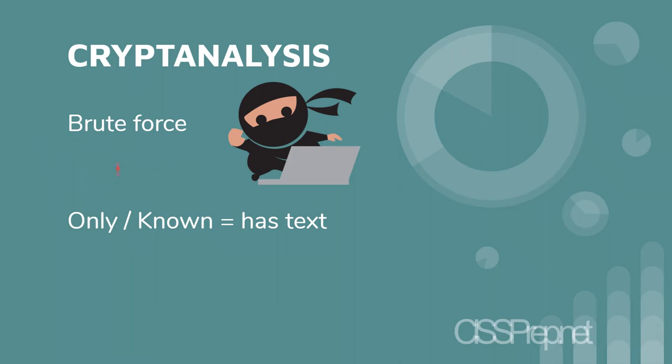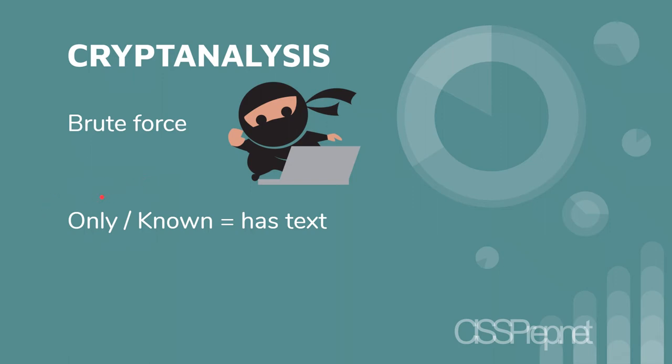Now we move on to some more mysterious terms. You have these different types of attacks that have the words only and known in them. For example, ciphertext only, or plaintext only, or you have known ciphertext and known plaintext. And these are really foreign concepts.